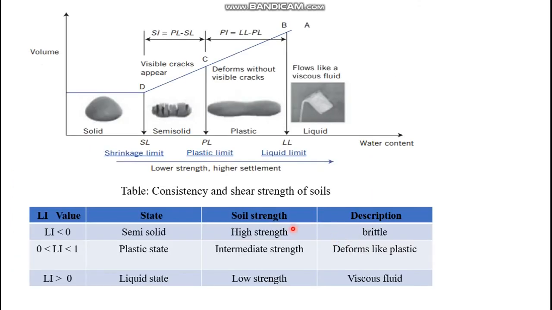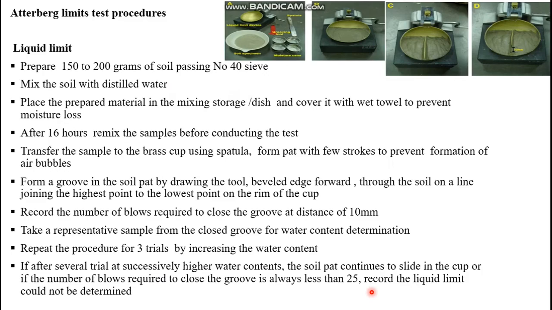Another important concept is the liquidity index, which is a measure of the soil shear strength. For fine-grained soils, you can measure their strength using the liquidity index. If the liquidity index is less than 0, then the soil will have higher strength and will almost be in a semi-solid state. And if you have a liquidity index greater than 1, then the soil has low strength and its characteristics are like a viscous fluid.